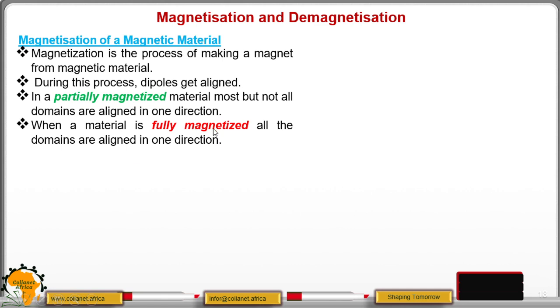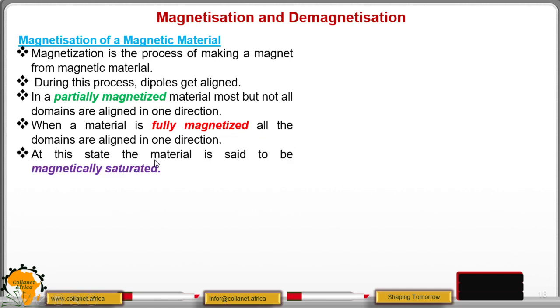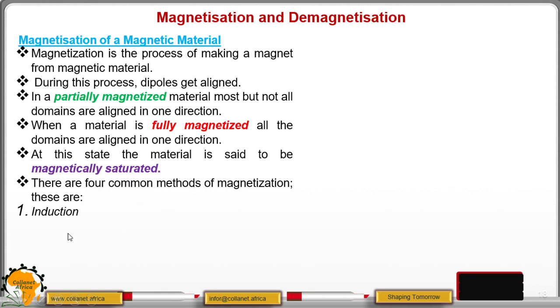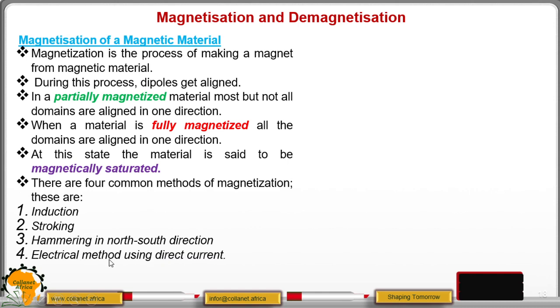But when a material is fully magnetized, all the domains are aligned in one direction. And at that point, we say that that material is magnetically saturated. There are 4 common methods that are used to make a magnet: induction, stroking, hammering in the north-south direction, and the electrical method using direct current.